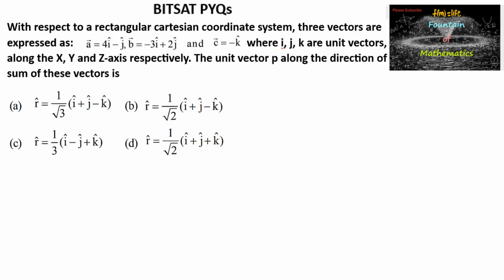With respect to a rectangular Cartesian coordinate system, three vectors are expressed. Vector A is given as 4i − j, vector B is given as −3i + 2j, and vector C is given as −k, that is 0i + 0j − 1 times k.